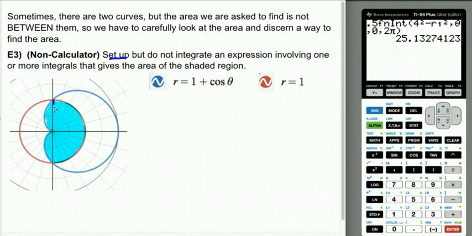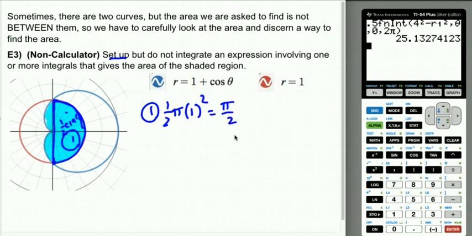What I want you to notice is that this area is actually 2 different things happening, right? In this half, from here to here, this is just a half circle. So I can actually find the area of that part. I'm just going to call that part number 1. I can find the area of part number 1, this half circle, by just saying, hey, that's 1/2 pi r squared because that's a circle. So that's just pi over 2, right?